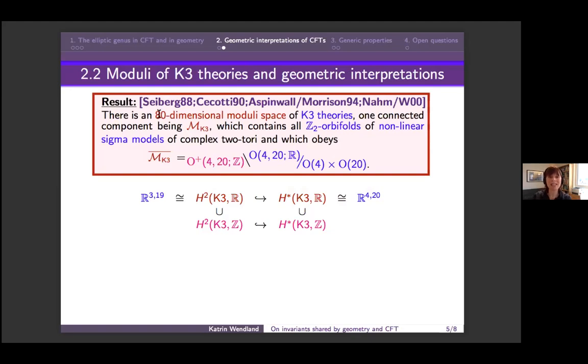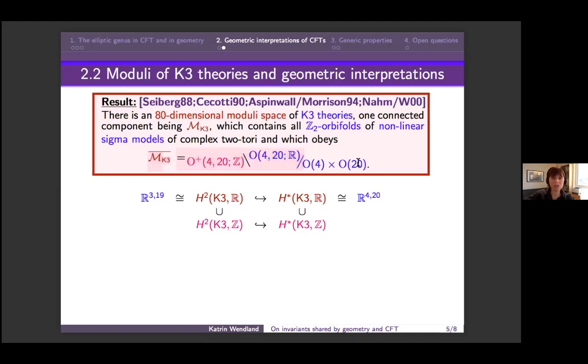We know that there's an 80-dimensional, this is real 80-dimensional moduli space of such K3 series. We don't know how many connected components it has. We believe that there should only be one connected component. That's a belief coming from string theory, but we don't have any means to prove that belief. So anyway, one of the connected components, which I call MK3, is particularly well under control. It contains all the nonlinear sigma models that we can construct immediately. And we know how to describe MK3.